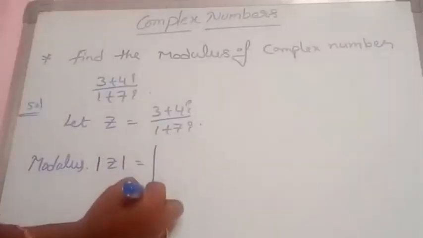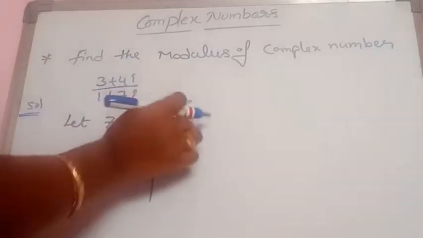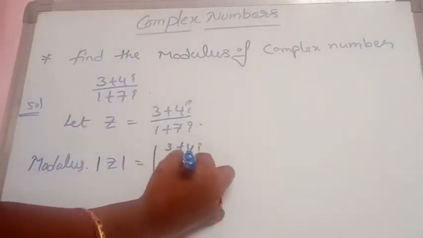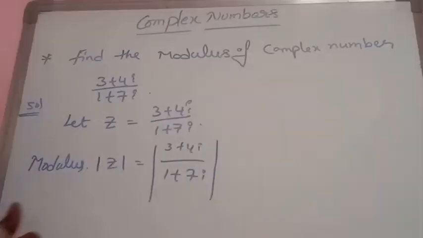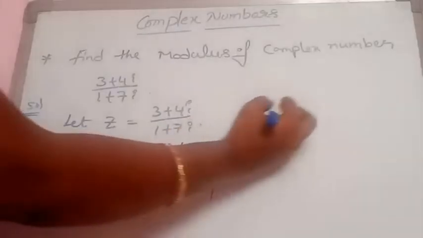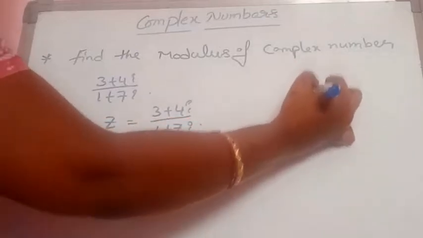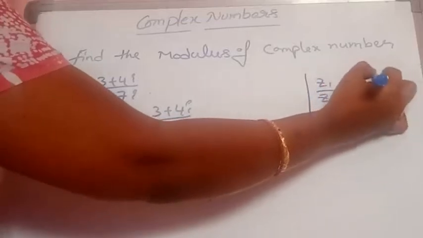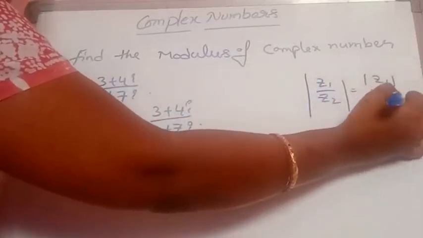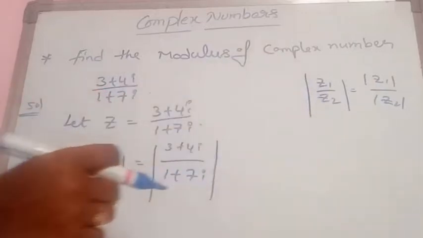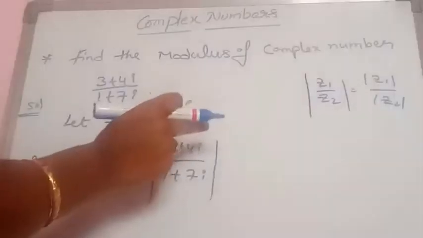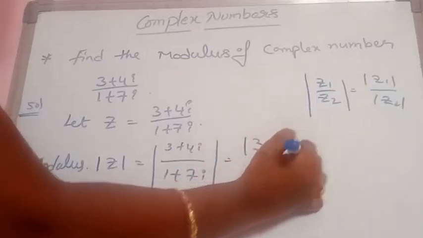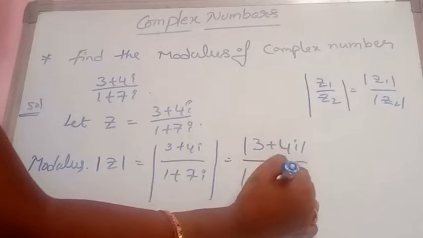So we have to write z is this value, (3 + 4i) / (1 + 7i). We know the property of modulus: |z1/z2| = |z1| / |z2|. This is the property of complex numbers. That's why we write |3 + 4i| / |1 + 7i|.